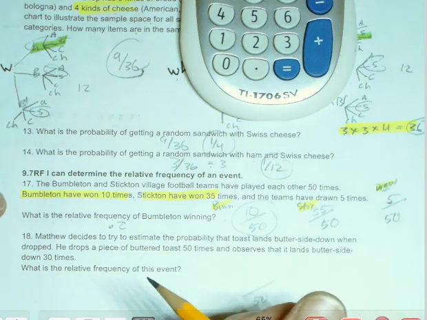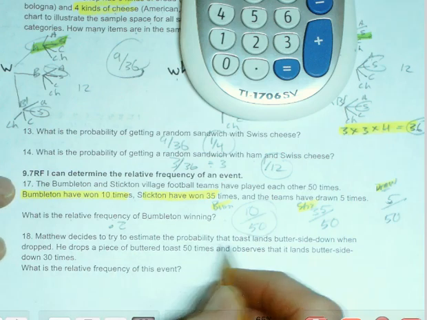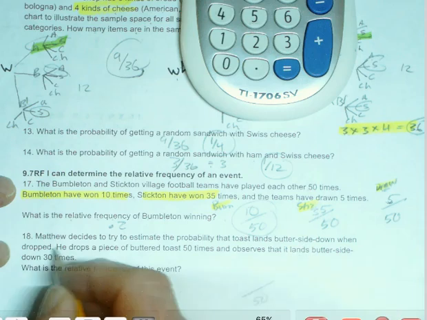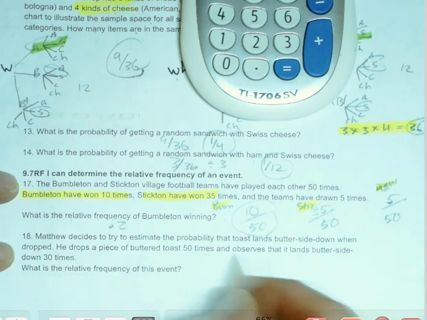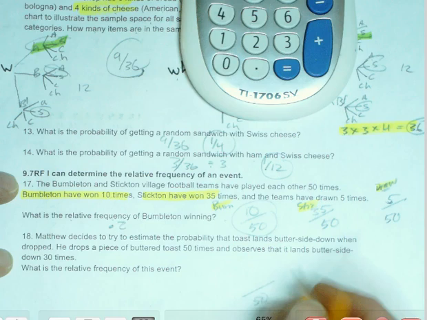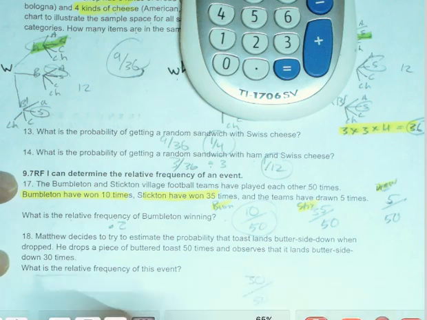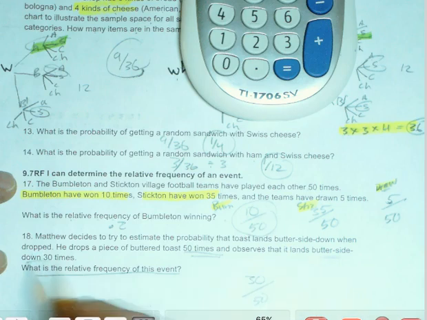All right. Let's see. Matthew decides to try to estimate the probability that toast lands butter side down when dropped. He drops a piece of buttered toast 50 times and observes that it lands butter side down 30 times. Okay? So it looks like it was 30 out of 50. What's the relative frequency of this event? 30 times out of 50.